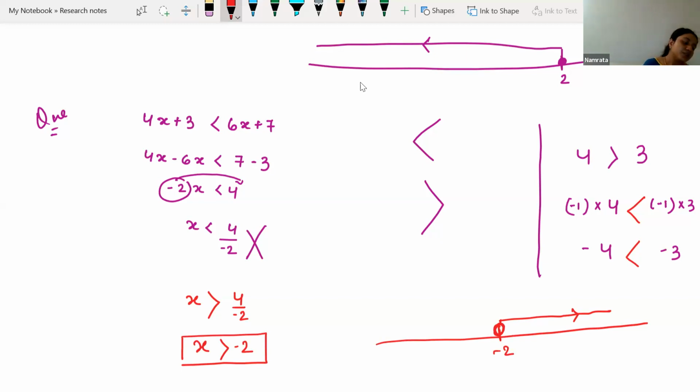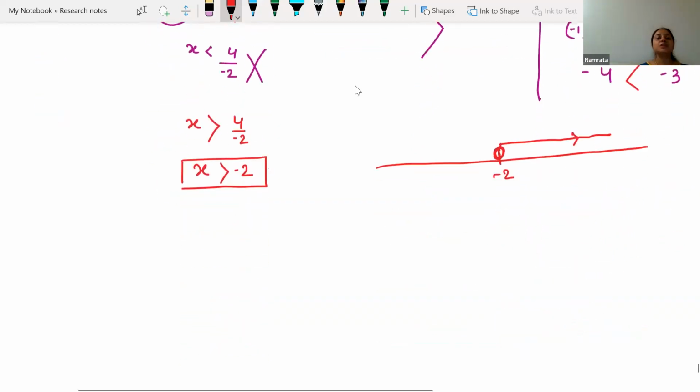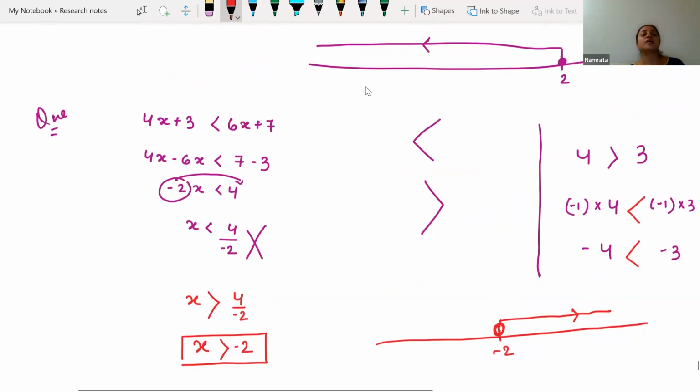So this is how we will be representing it on the real line and this is how we will be using the concept. Everything is allowed. Bring a number from there, add it; bring a number from there, subtract it. Everything is just like normal, just like an equation. We don't have to change the sign. But when you multiply or divide by a negative number, then and only then you have to reverse the sign.